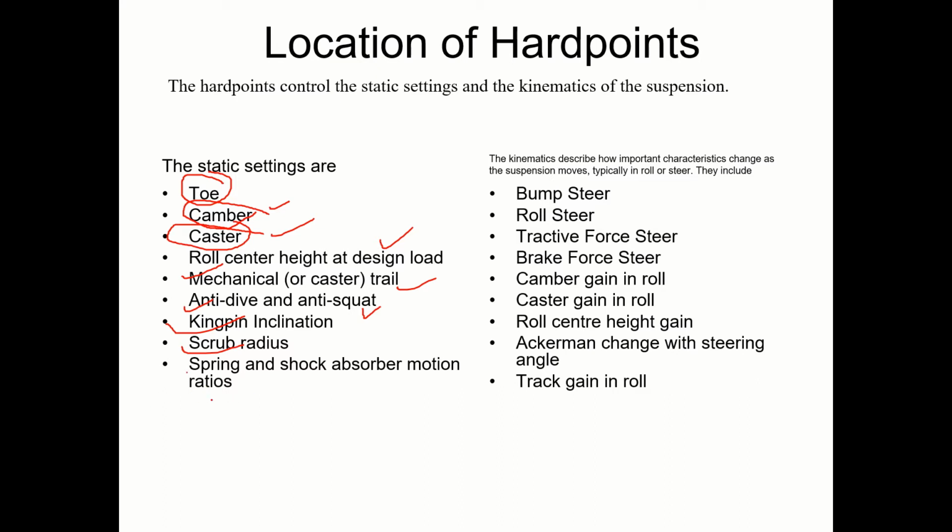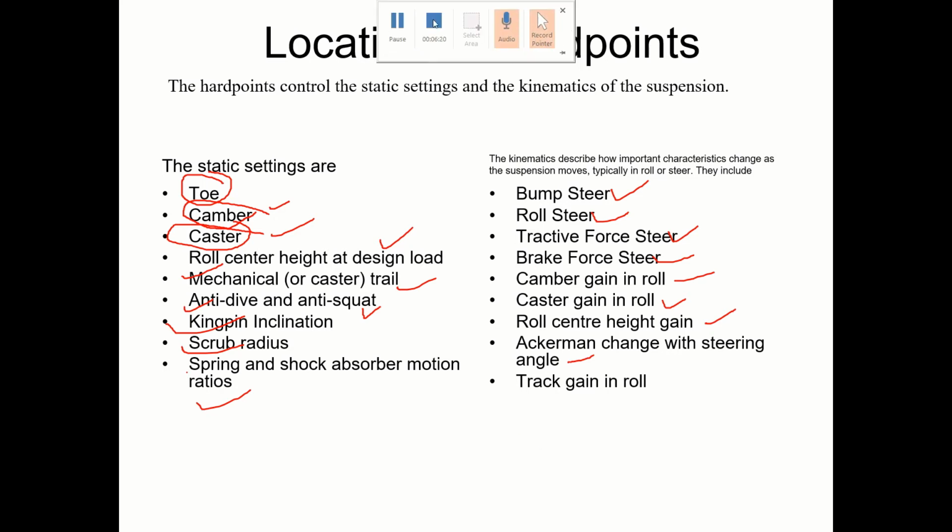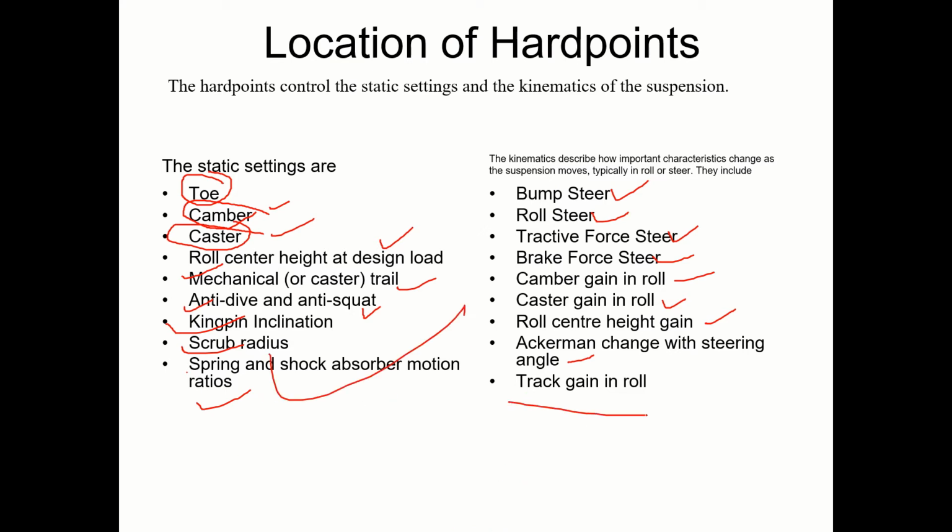Okay, spring and shock absorber motion ratios. Bump steer allowed. Roll steer, tractive force steer, brake force steer, camber gain in roll, caster gain in roll. Roll center height gain, Ackermann change with steering angle, track gain in roll. These are some of the hard points, right? This we have to set the values.